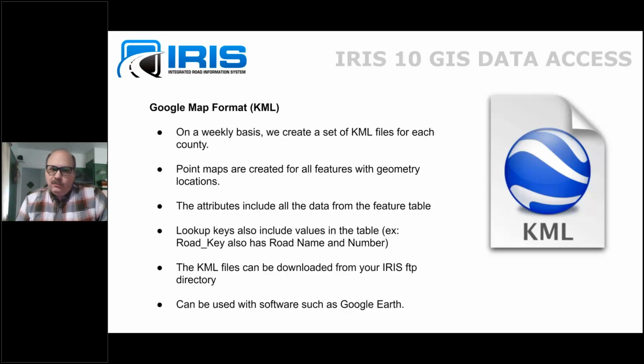The next prototype feature delivery service, if you will, that we've come up with is Google Map Format, KMLs. Again, we're creating these on a weekly basis as well. Point maps are created for all the features with geometry locations. And those attributes include all the data from the tables, as well as the lookup values, just like with the file geo databases. And these KML files can be downloaded from your IRIS FTP directory as well. And you can use these KML files in software such as Google Earth.